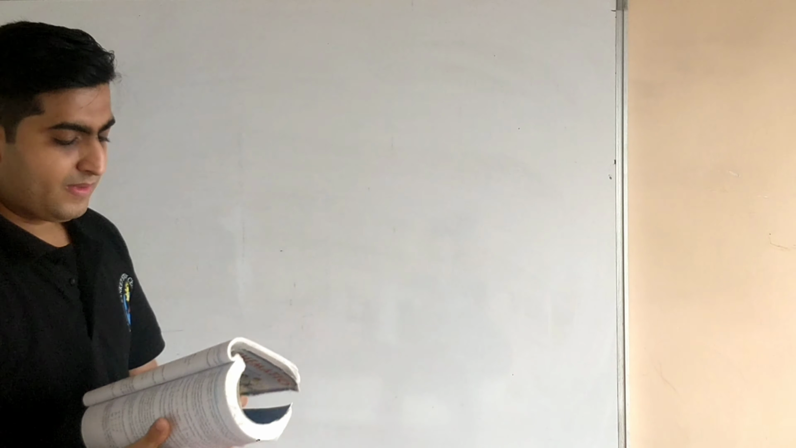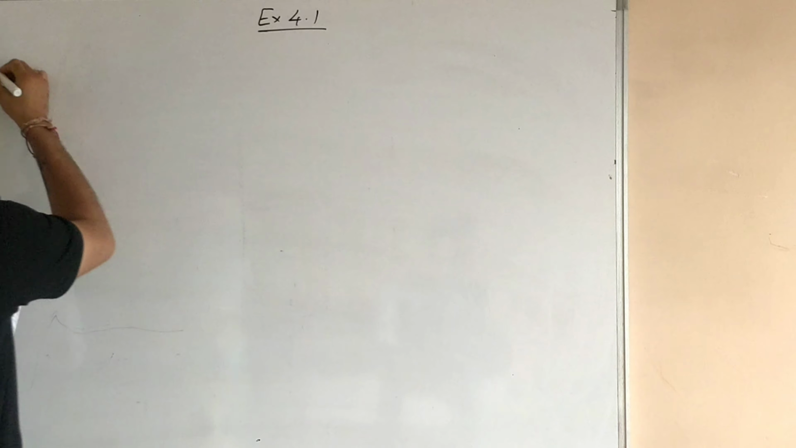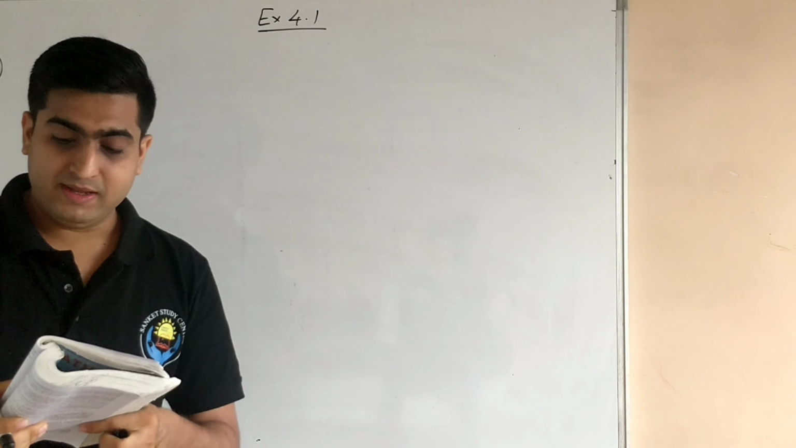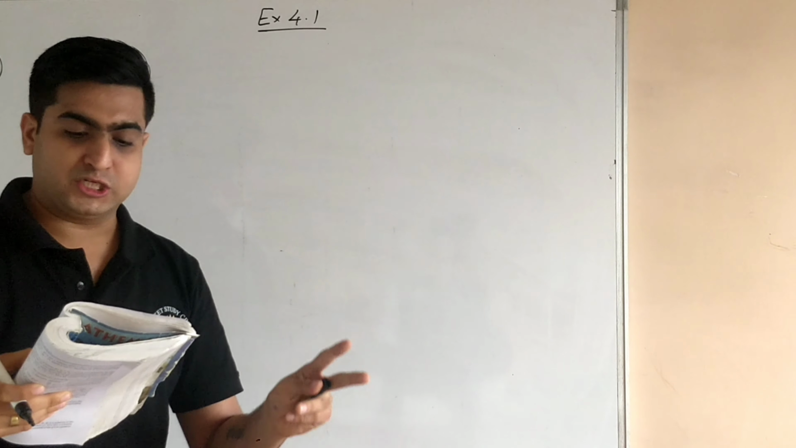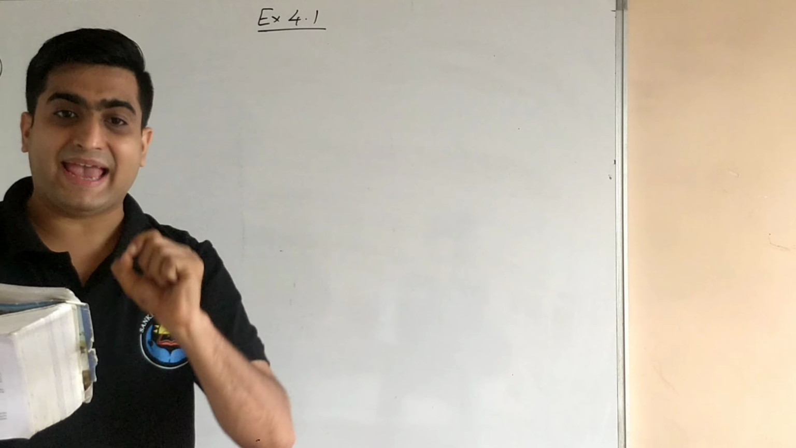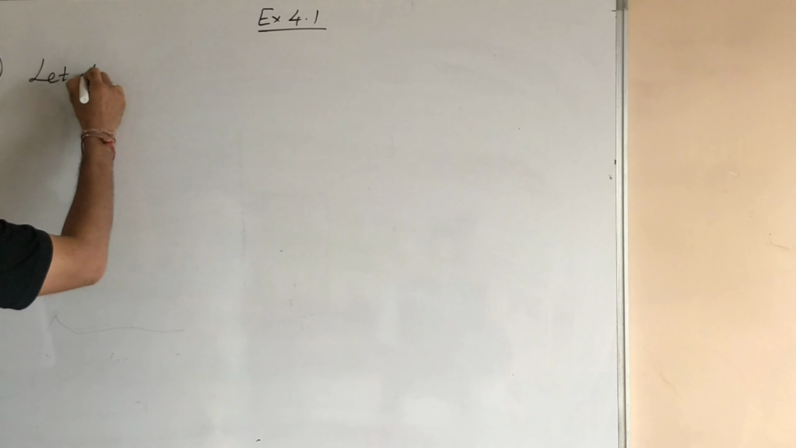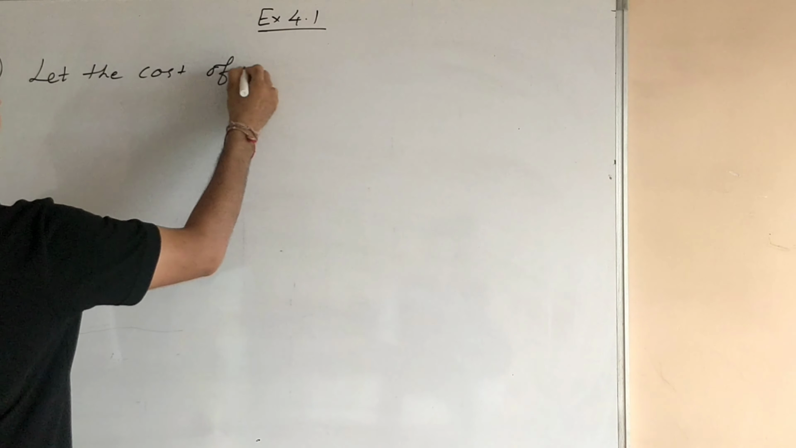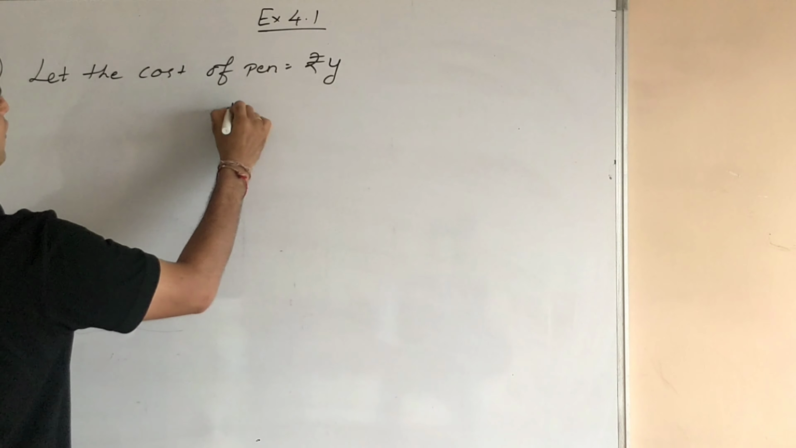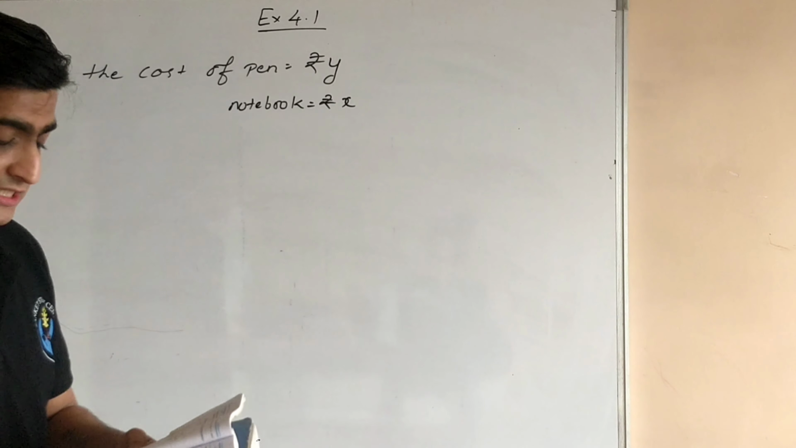Okay? So Exercise 4.1 from the NCERT textbook, very first sum: the cost of a notebook is twice the cost of a pen. Write a linear equation in two variables to represent this statement. It is also given: take the cost of a notebook to be rupees x and pen to be rupees y. So we will first write, let the cost of pen be rupees y and that of notebook be rupees x.